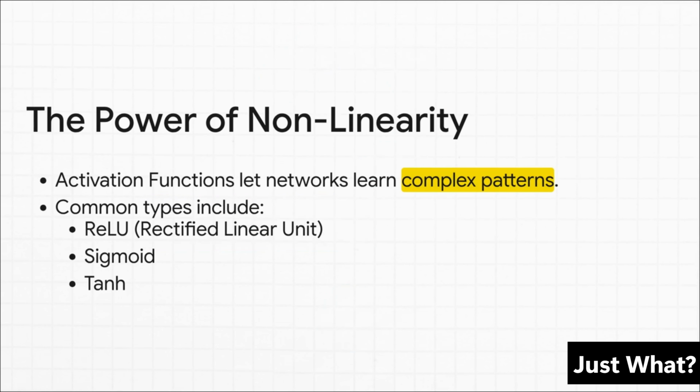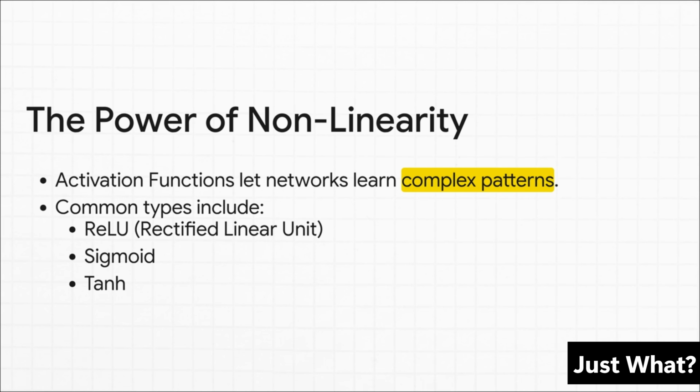Okay, here's the secret sauce. Without an activation function, a neural network could only learn to draw straight lines. That's it. You could stack 1,000 layers and you'd still just get a more complicated straight line. Activation functions are what introduce nonlinearity. They let the network bend the line, make complex decisions, and learn complicated patterns. It's what allows a network to figure out something complex like the difference between a cat and a dog.